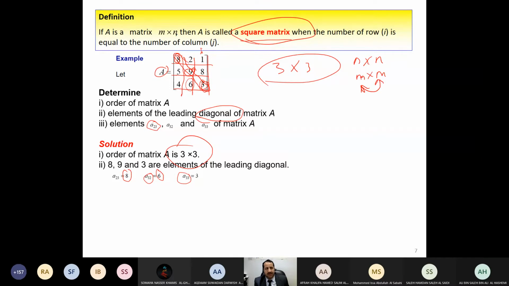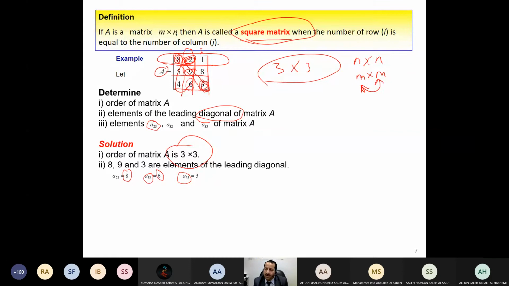Now let me ask a question here. Row number 1, column number 2. What is the value? 2. Excellent. Row number 1, column number 2. You see here? This is row number 1. This is column number 2. So this is my number.